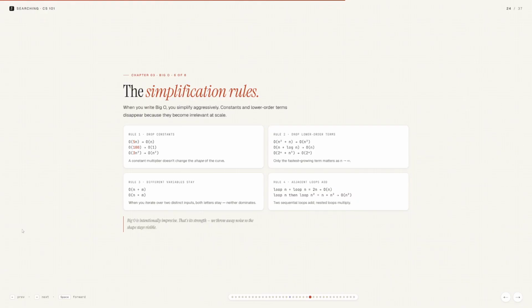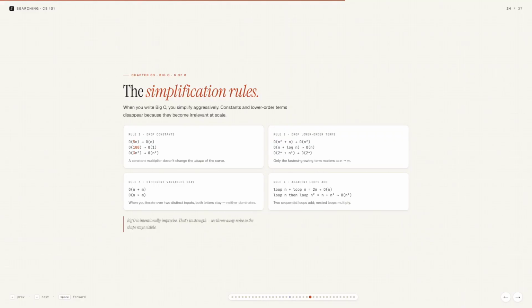Rule 4 is adjacent loops add and nested loops multiply. We just covered this in the last slide. 2 loops side by side, add, 1 loop inside another, multiply. If it's side by side, where they're just stacked on each other, that's just adding. If the loop is inside of the loop, that's multiplying.